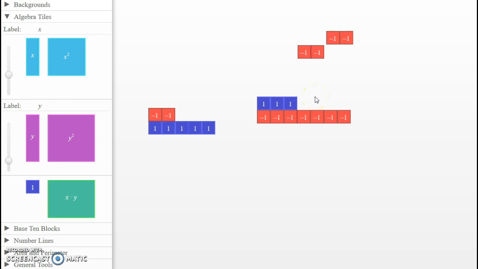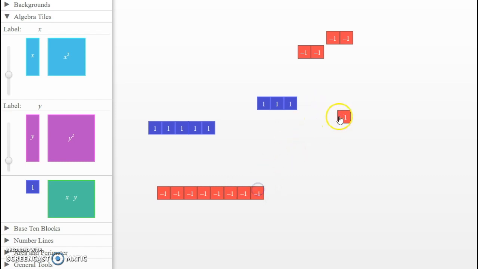Another good one is, let's look at -6 plus -5. So let's start off with the -6. 1, 2, 3, 4, 5, 6. And then we want to add to it -5 more. 1, 2, 3, 4, 5. So since we are negative and we're adding more negative, notice that we don't have any groups of 0. So we have a total of 1, 2, 3, 4, 5, 6, 7, 8, 9, 10, 11. So -11.